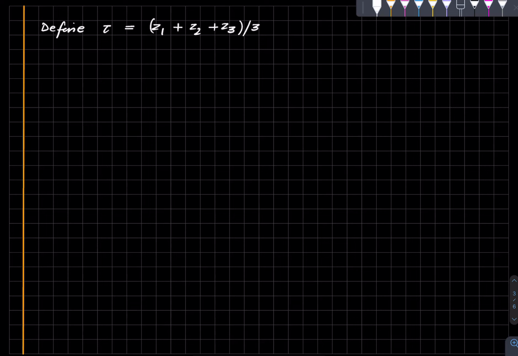I will explain the geometric meaning of this tau, but first let me record what is our goal. Our goal is to show that z1 minus tau, z2 minus tau, and z3 minus tau are the vertices of an equilateral triangle.